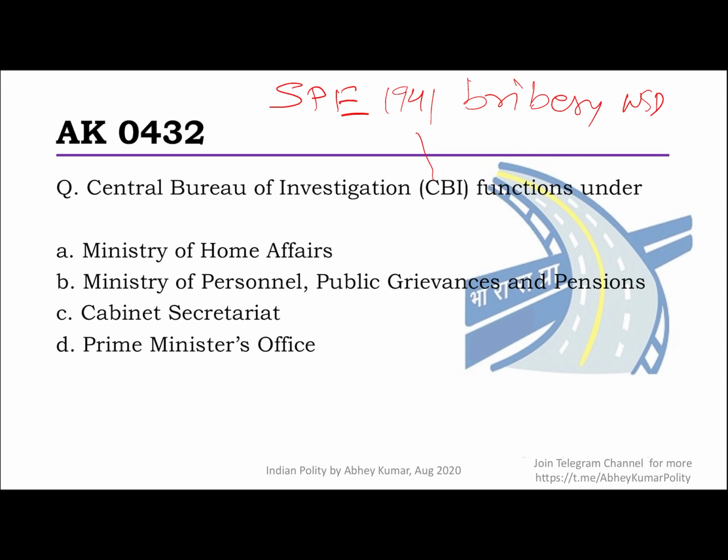And the superintendence of this SPE was vested with the War Department, of course, because essentially it was the War and Supply Department of India which they had to monitor. Now, after the war also, the need for some kind of an agency to investigate those kind of bribery and corruption cases was felt. And then came the Delhi Special Police Establishment Act, okay, in 1946.